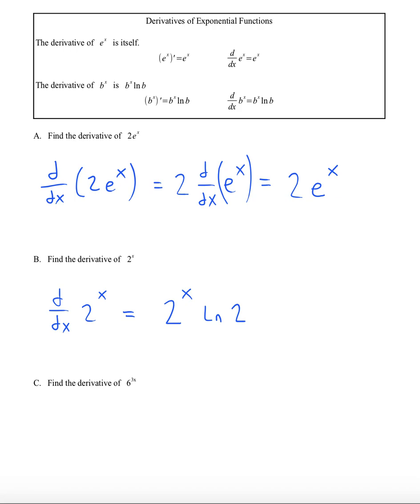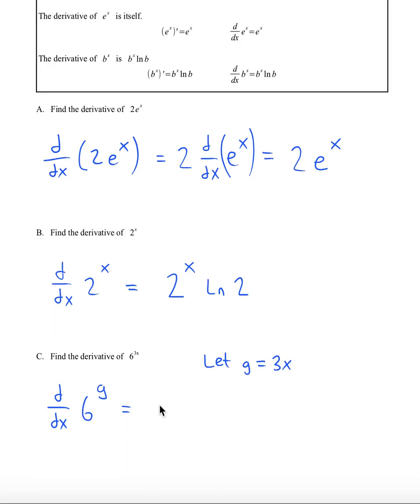And my last example here is a base raised to a 3x power. And so this one's going to actually be similar to the rule here, except that it requires chain rule. And just to see why it requires chain rule, well, imagine that I replace 3x with g. Then what would we be finding? We'd be finding the derivative of 6 to the g.